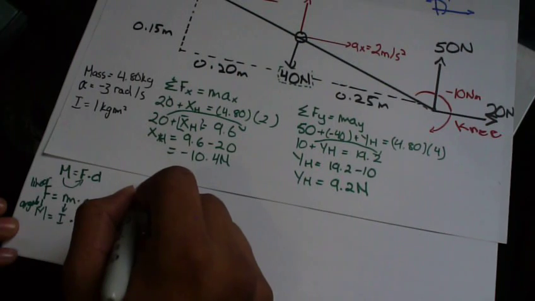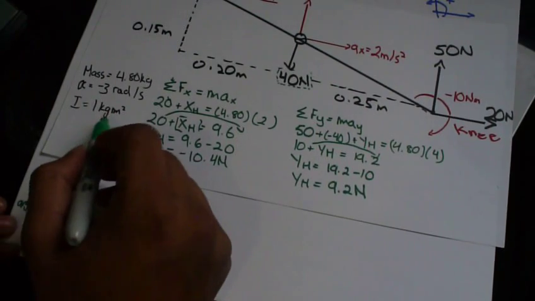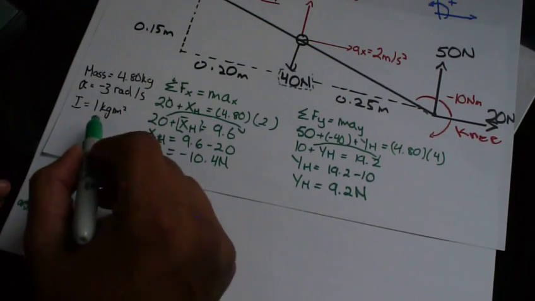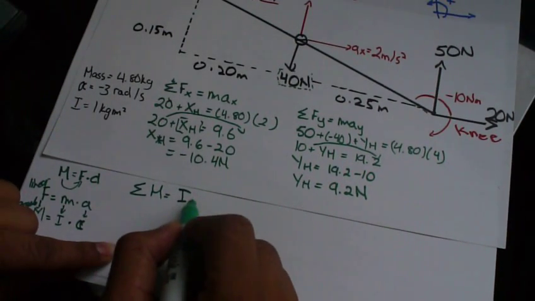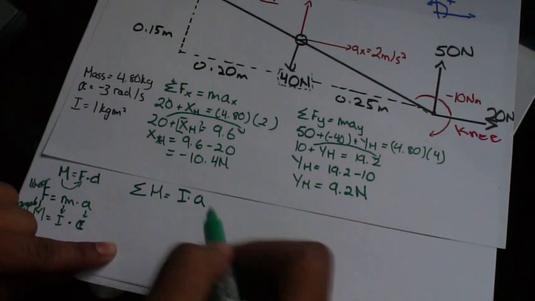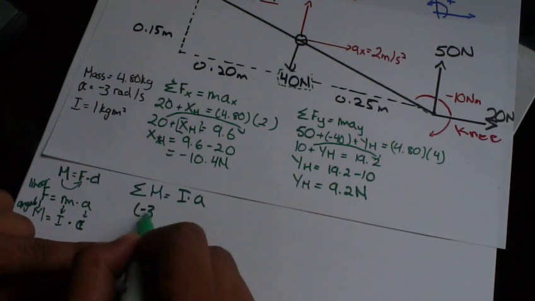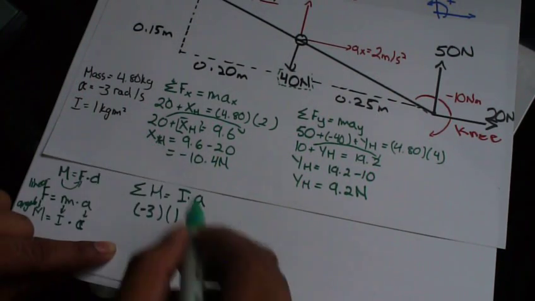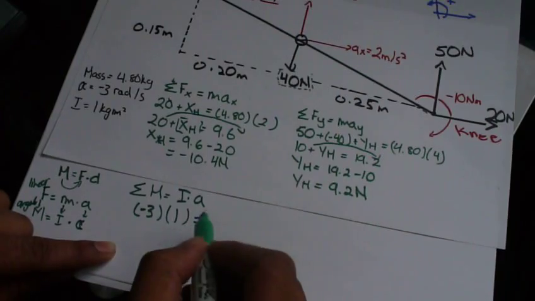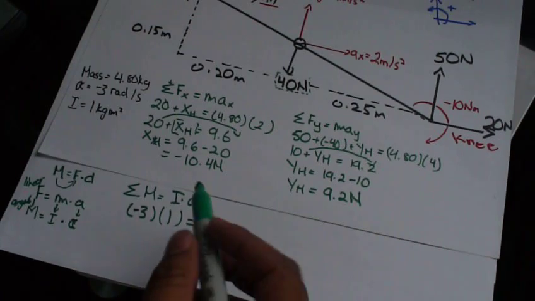Now, we know the sum of all the moments is equal to I alpha. We have I over here, it's given to us on the other page. So for simplicity's sake, we can multiply them over here. We have -3 radians per second squared angular acceleration, multiplied by 1 kilogram meter squared. So it's equal to the moments that we are going to take into account.